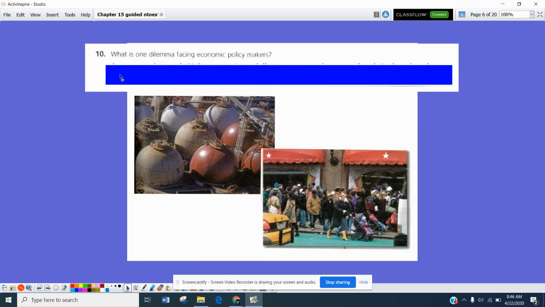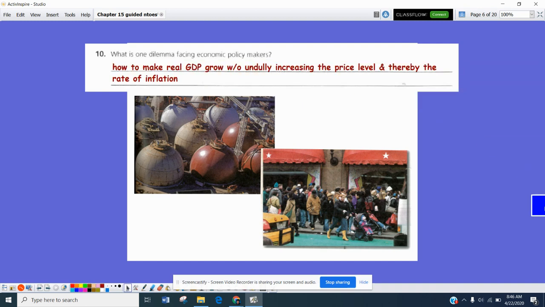So, what is one dilemma facing economic policy makers? One of them is how to make real GDP grow without unduly increasing the price level. So we want to grow it, but we don't want to raise prices and thereby cause our rate of inflation to go up. And so that has to be really constantly measured and managed.